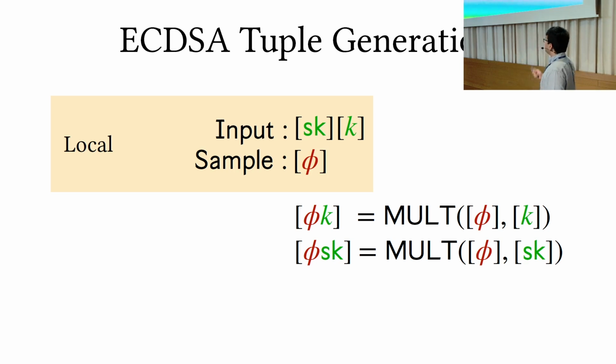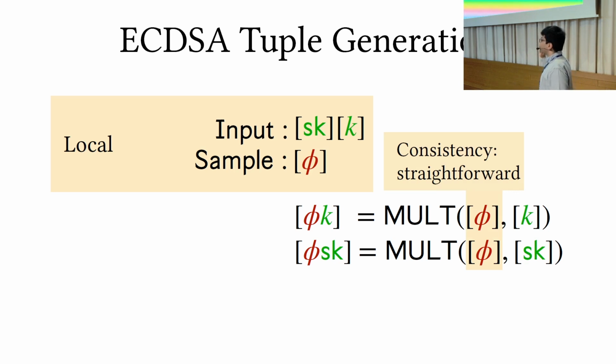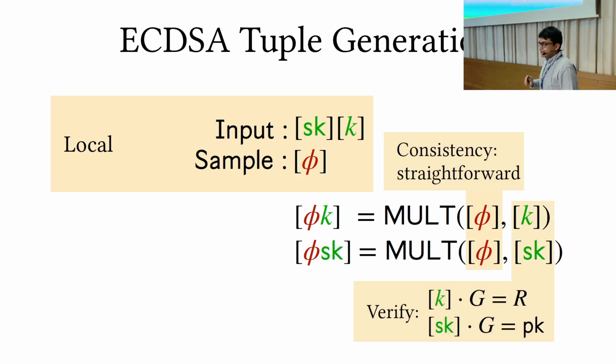What we have to do to get full malicious security for the rest of the protocol is make sure of two things. One, that this phi value is correctly reused in both the multiplications. And two, that the second value that's input, that's k or sk, respectively, has to be the discrete logarithm of these publicly known points, R and pk. If you ensure these two things, this protocol is fully maliciously secure.